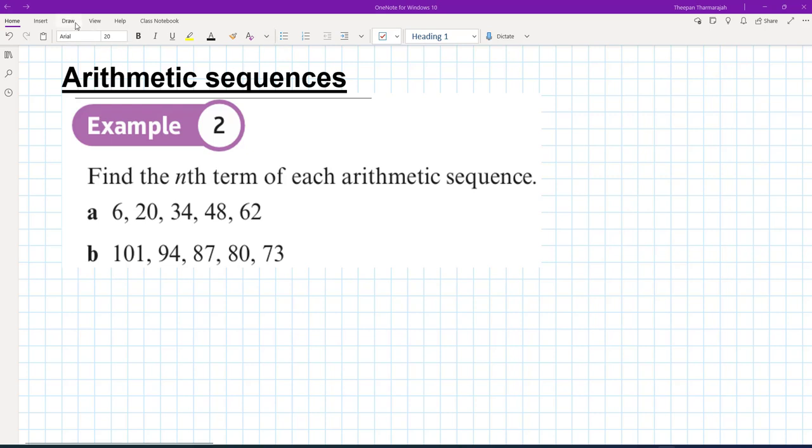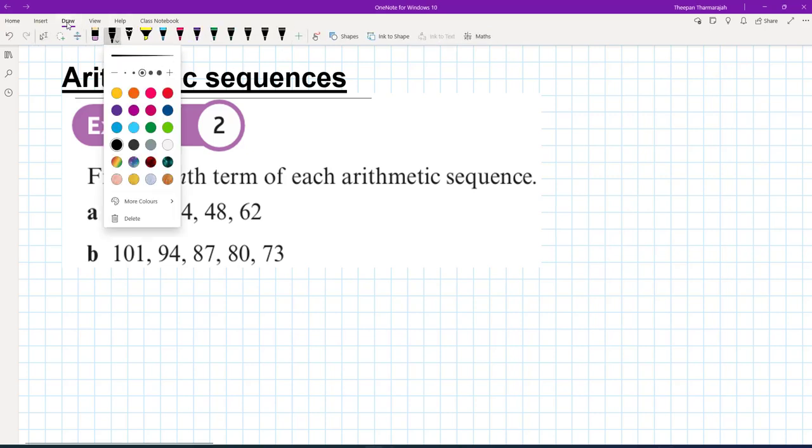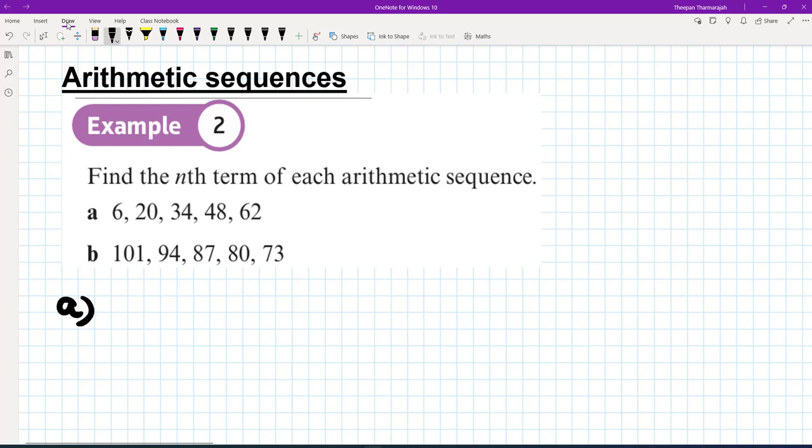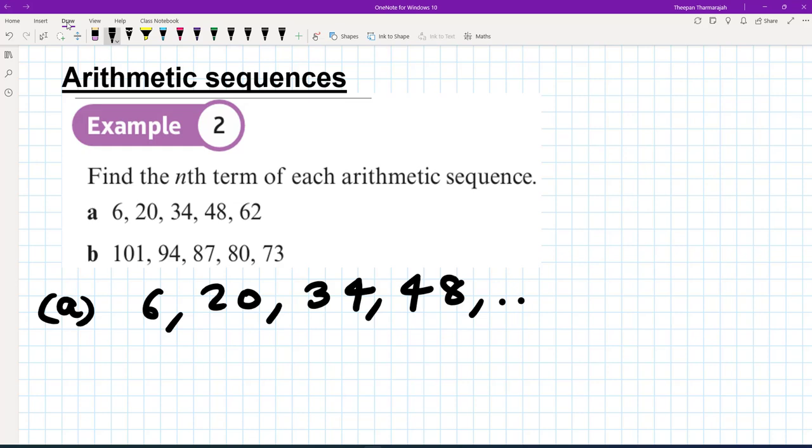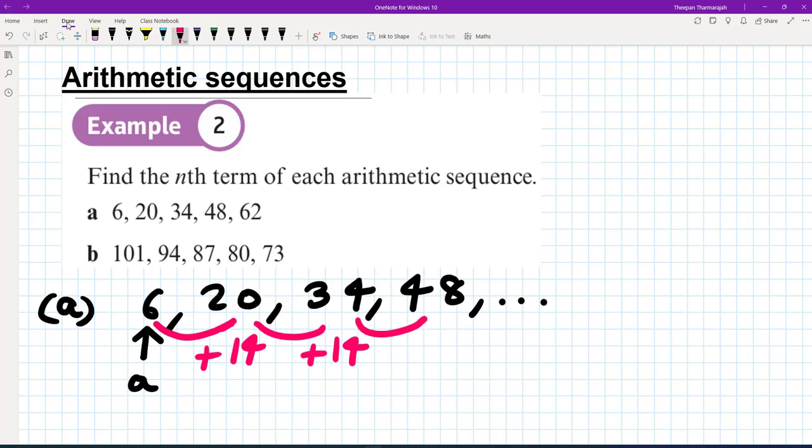With an arithmetic sequence, we need to be able to identify what an arithmetic sequence looks like. If we take the first example, we have 6, followed by 20, followed by 34, followed by 48, and so on. 6 is called A, our first term. We have something called a common difference, which means we add 14 every time to get the next term in our sequence.